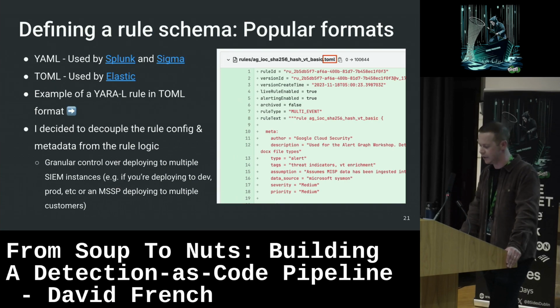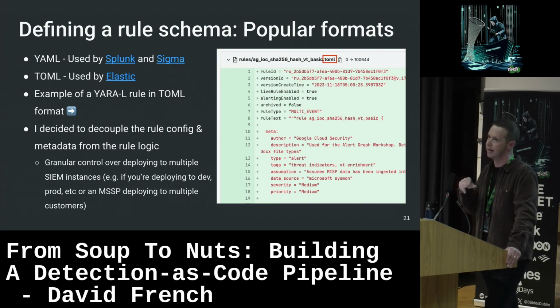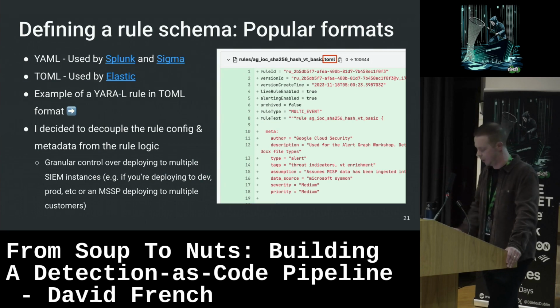MITRE ATT&CK technique annotation. For this project, I've decided to keep my rules in a separate directory and the rule config in that config file that we're going to see in a sec. This is going to give me more granular control over where my rules are deployed, right? Maybe I'm managing rules in multiple SIEM instances if I work for a vendor or an MSSP.